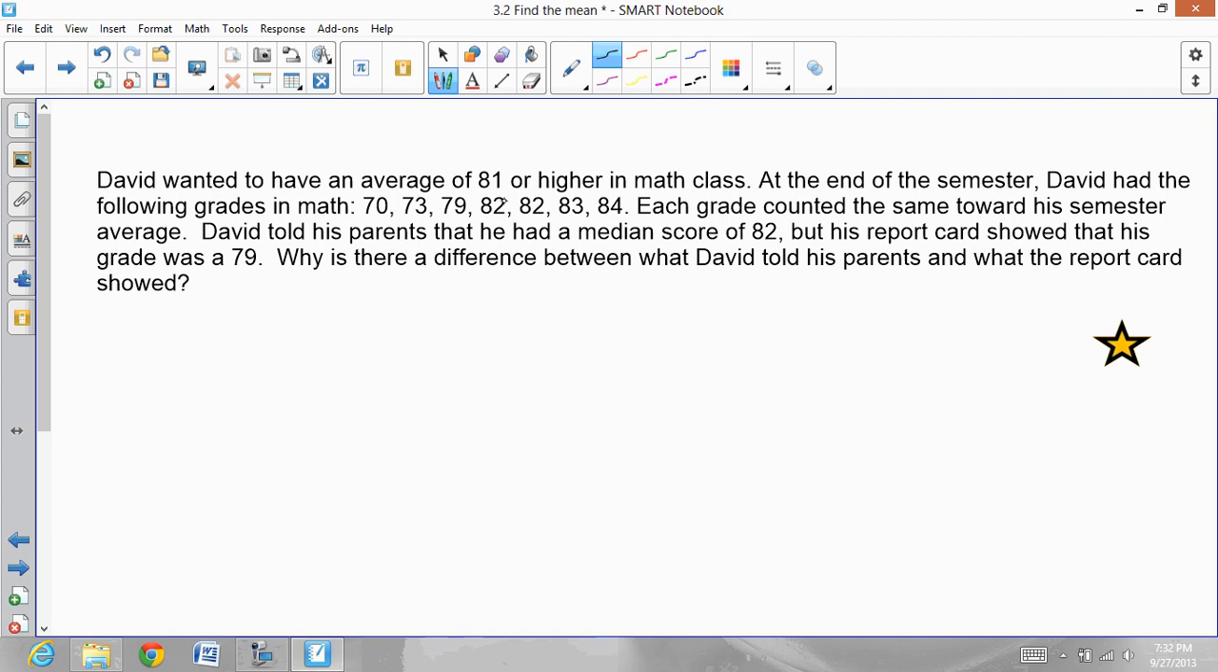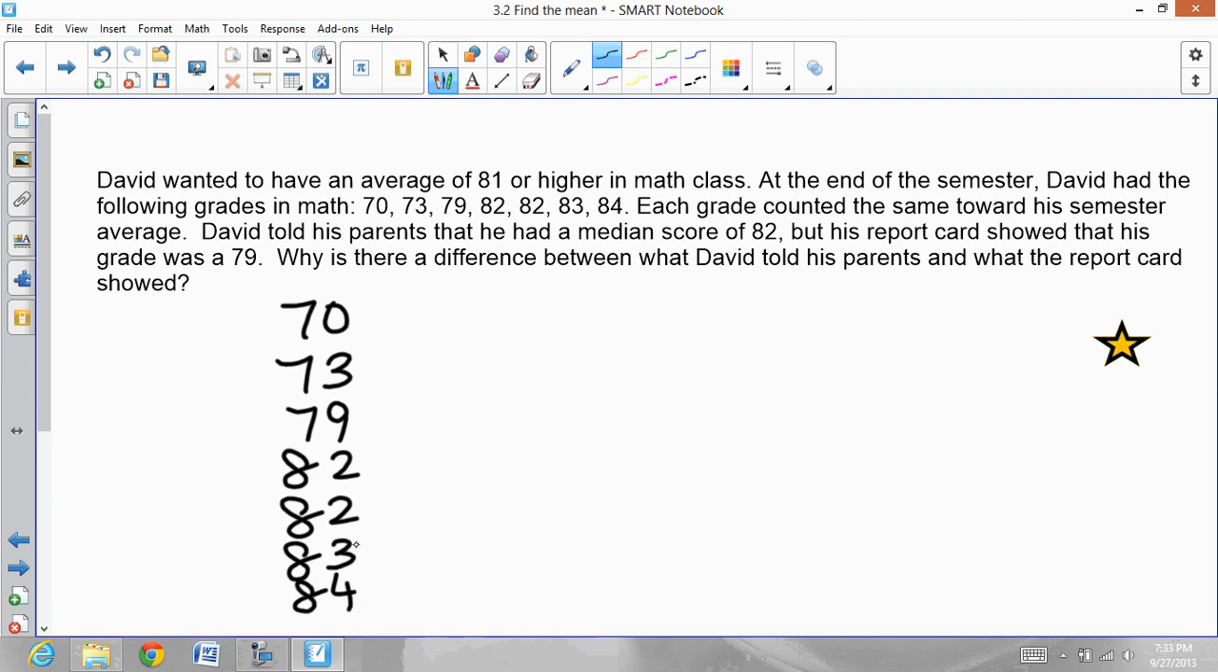David wanted an average of 81 or higher in math class. At the end of the semester, David had the following grades in math. So let's list all the numbers that David had. So he had a 70, a 73, a 79, 82, 82, 83, and 84. These are the grades that he had in math. Each grade counted the same towards his semester average.